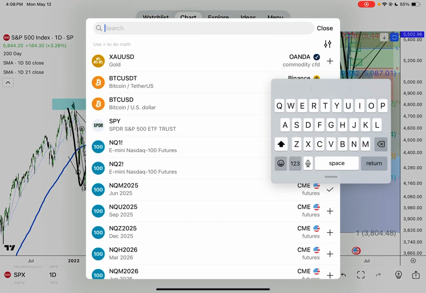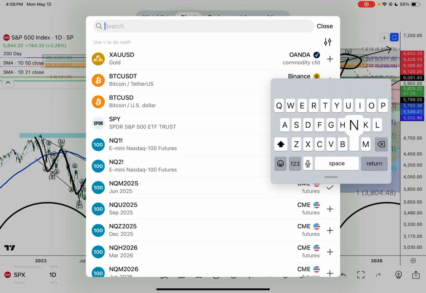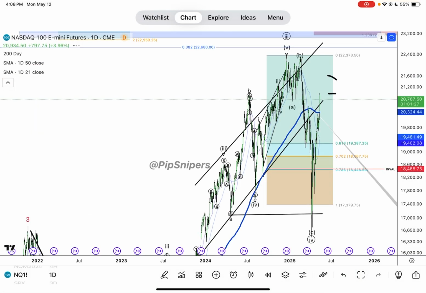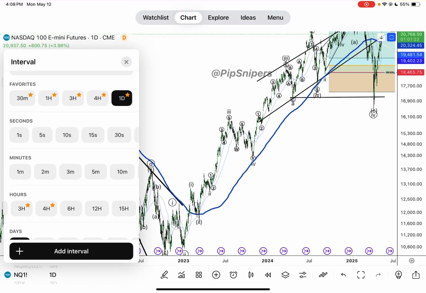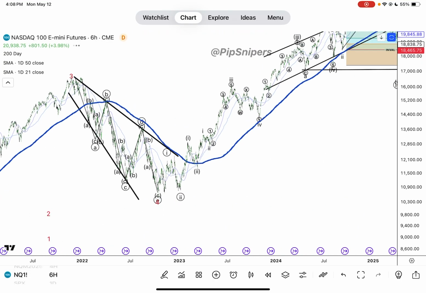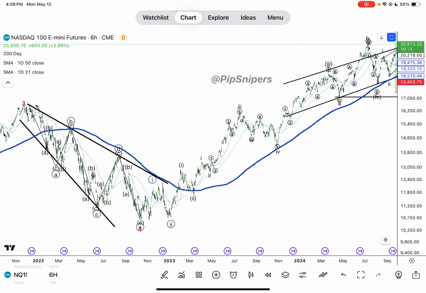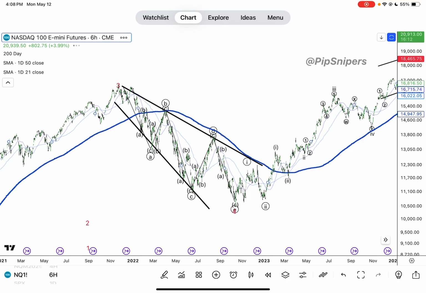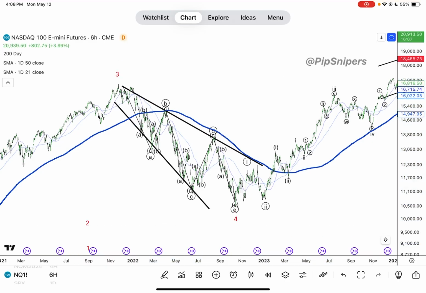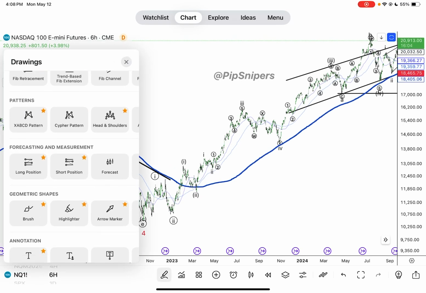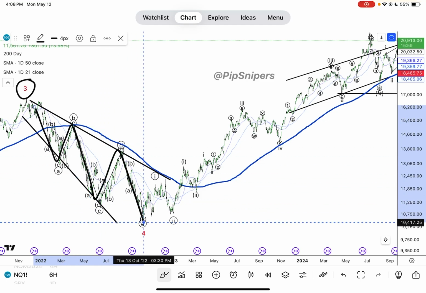We can even see that NQ is above the 200-day moving average as well. So this is just NQ. If we take a look here at the 6-hour time frame, we can see all the waves here. This was your third wave. Same thing as the S&P, a bullish descending broadening wedge.